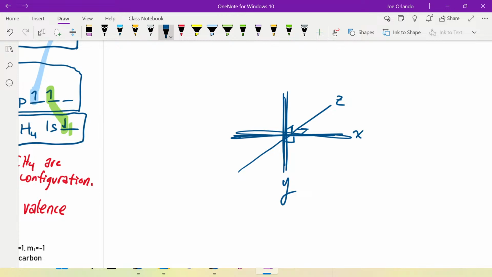And if it were the p orbitals that were making the bond, then this is what CH4 would look like. That would be a carbon, and there'd be a hydrogen here, and a hydrogen there, and a hydrogen here, and a hydrogen there, and the angle between all the hydrogens would be what?